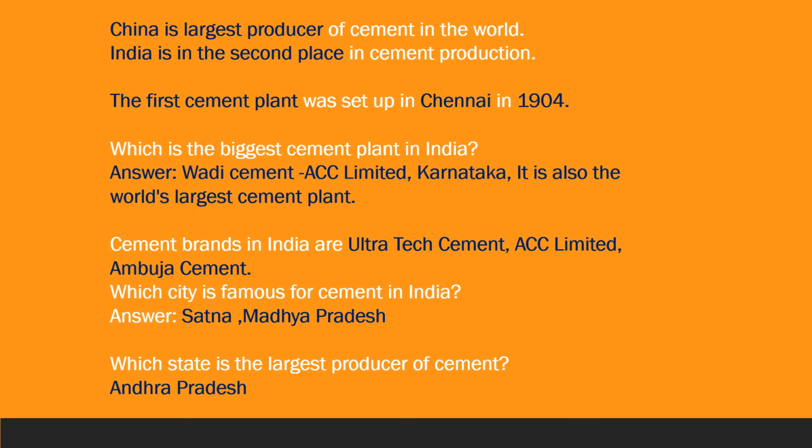A few pieces of information about cement production in India, which will also be helpful in answering MCQs. China is the largest producer of cement in the world. India is in the second place. The first cement plant was set up in Chennai in 1904. Which is the biggest cement plant in India? Wadi Cement, ACC Limited, Karnataka. It is also the world's largest cement plant. Cement brands in India are Ultratech Cement, ACC Limited, Ambuja Cement. I just gave a few examples. Which city is famous for cement in India? Satna. It is in Madhya Pradesh. Which state is the largest producer of cement? Andhra Pradesh.